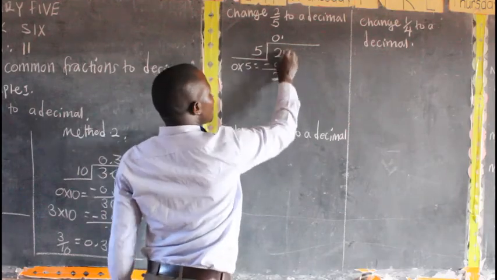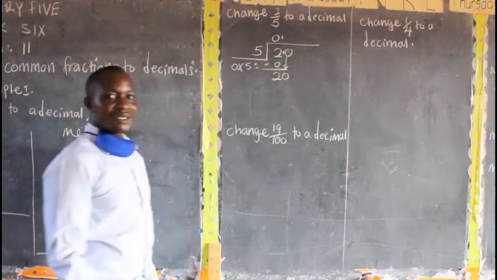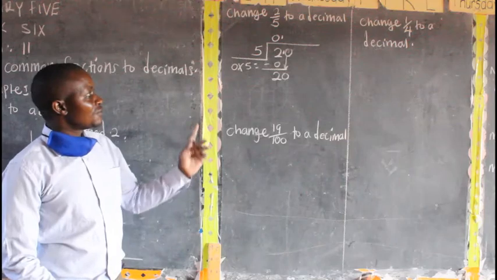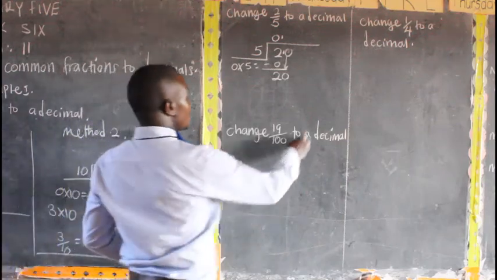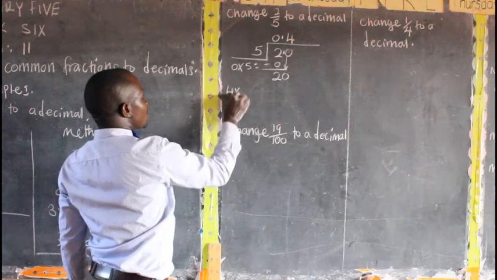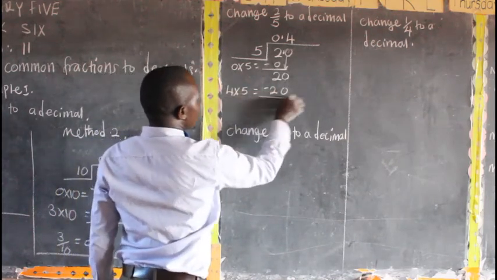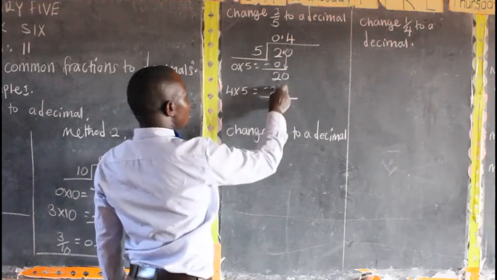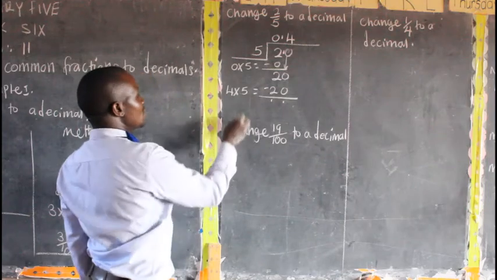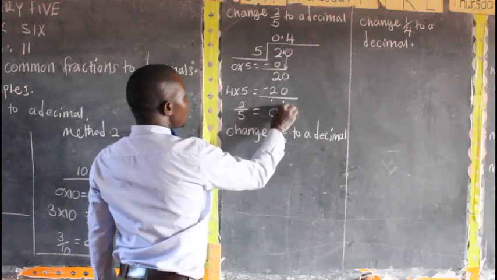Even here, a decimal point, then add a 0. Then you put this 0 down there. It becomes now 20. Then you say 20 divided by 5 is 4. Then 4 times 5 gives us 20. We subtract. Here 0 minus 0 is 0. 2 minus 2 is 0. Therefore, 2 out of 5 is equal to 0.4.